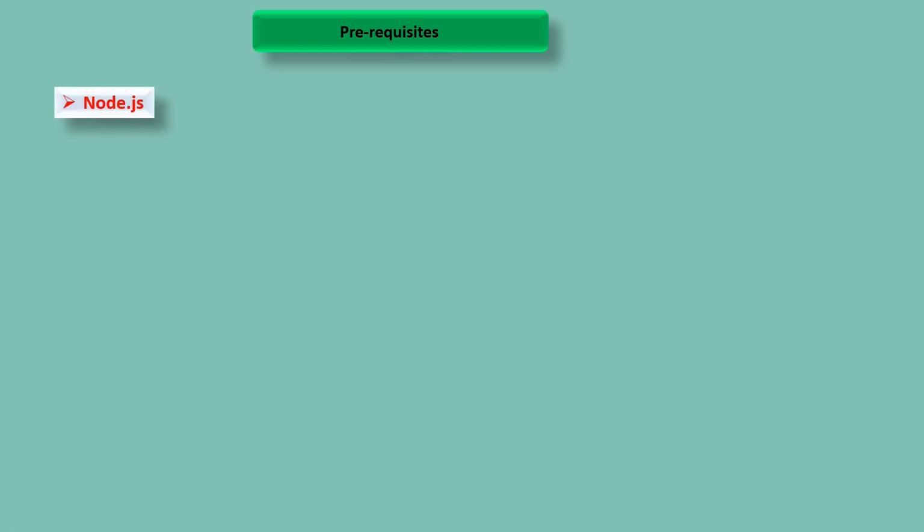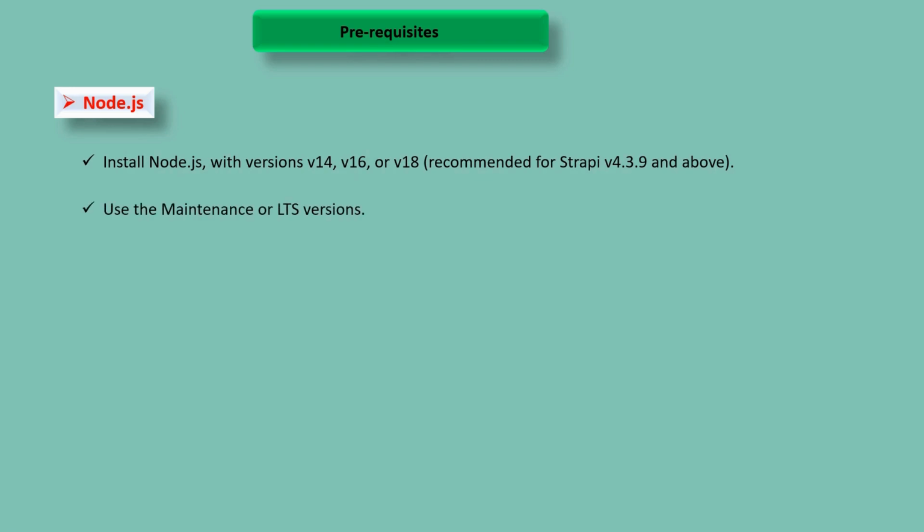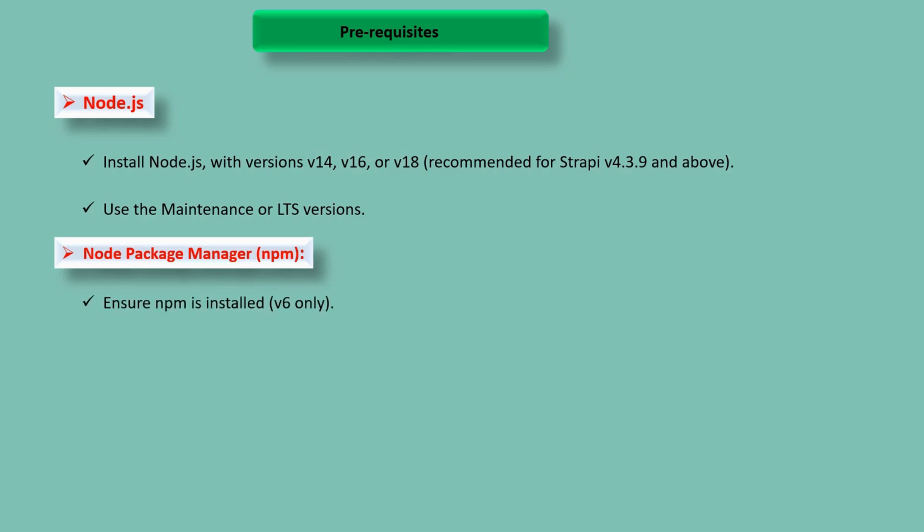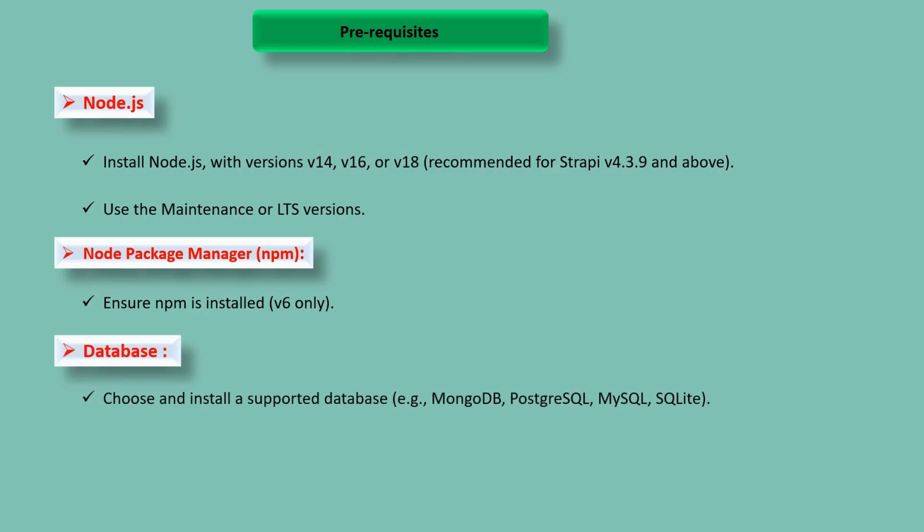Prerequisites. Node.js. Install Node.js, with versions v14, v16, or v18 recommended for Strapi version 4.3.9 and above. Use the maintenance or LTS versions. Node Package Manager (npm). Ensure npm is installed, v6 only, or optionally use yarn. Database. Choose and install a supported database, for example MongoDB, PostgreSQL, MySQL, SQLite.